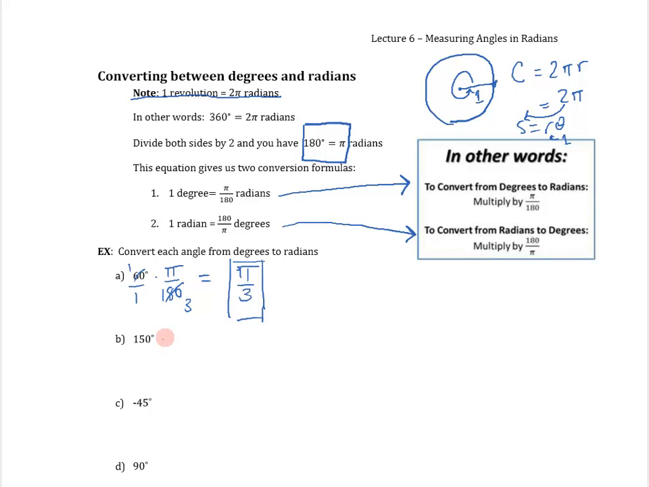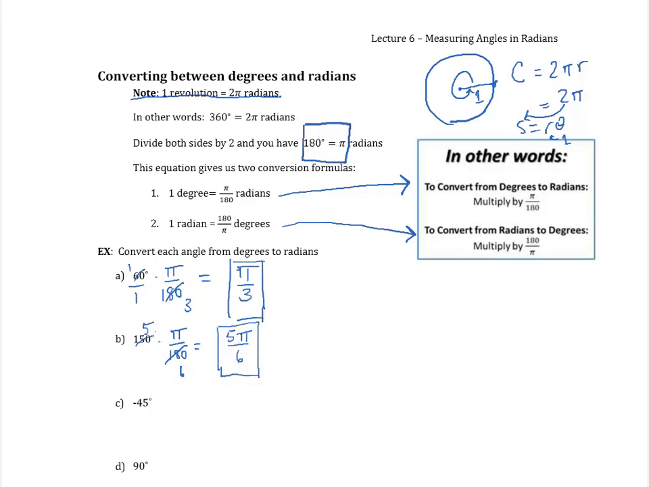If I wanted to convert 150 degrees, I could do that by, again, multiplying by pi over 180. In this case, I can divide a 30 out of the top and bottom to reduce that fraction. If I take 30 out of this, it gives me a 5. If I take 30 out of this, it gives me 6. So I get 5 pi over 6. That measurement right there is the same as 150 degrees.